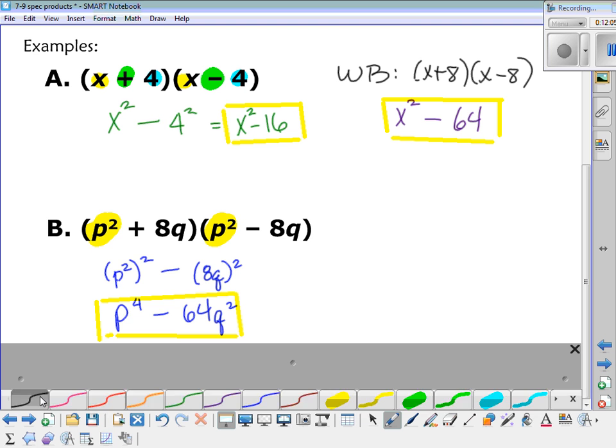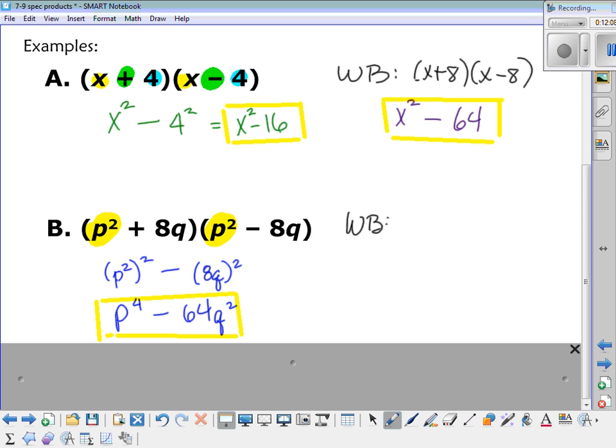All right, so on your whiteboards, you're going to do (2x + 3y) times (2x − 3y).